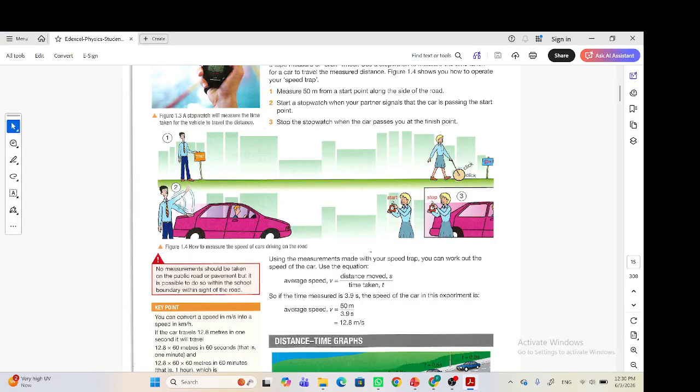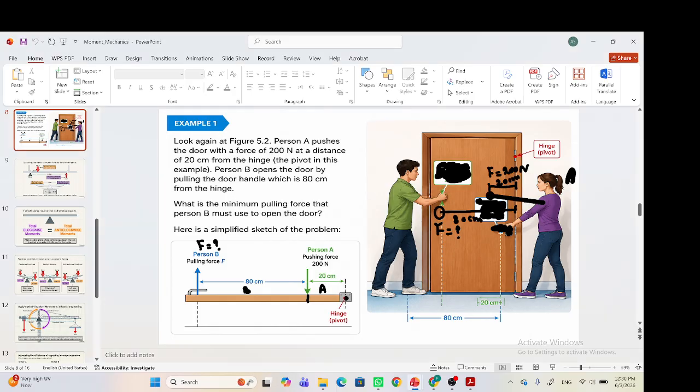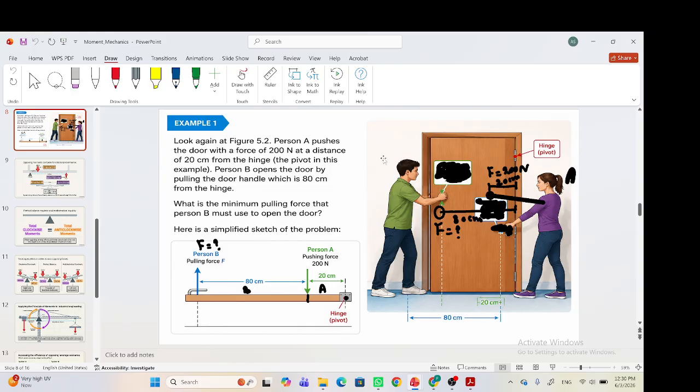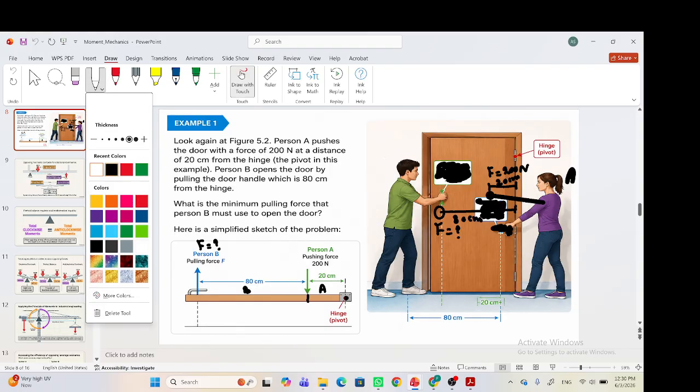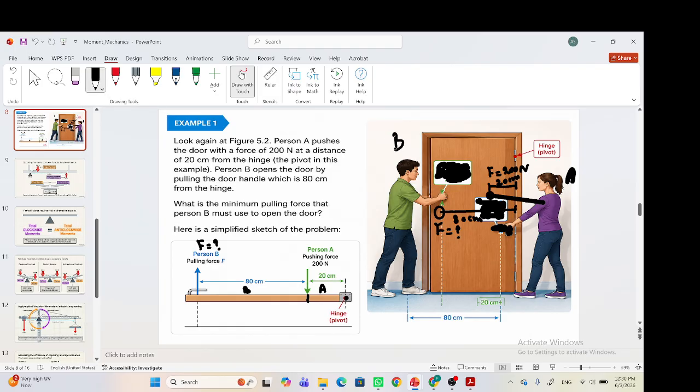Here we have two people and they are trying to open the door. For example, this person is B and this one is A. One of them is trying to open the door and the next one is trying to close the door, and they are applying the same force in a balanced situation, so no one can open the door and no one can close the door. The door will remain in the same situation.